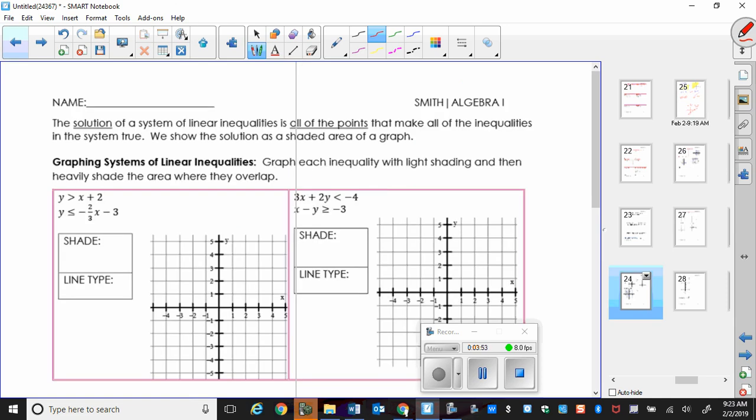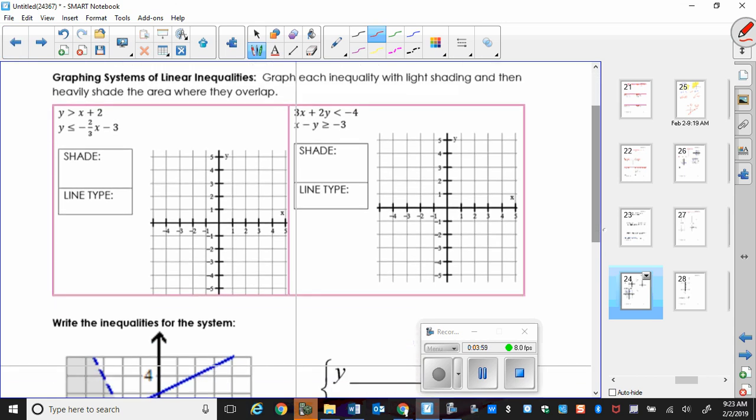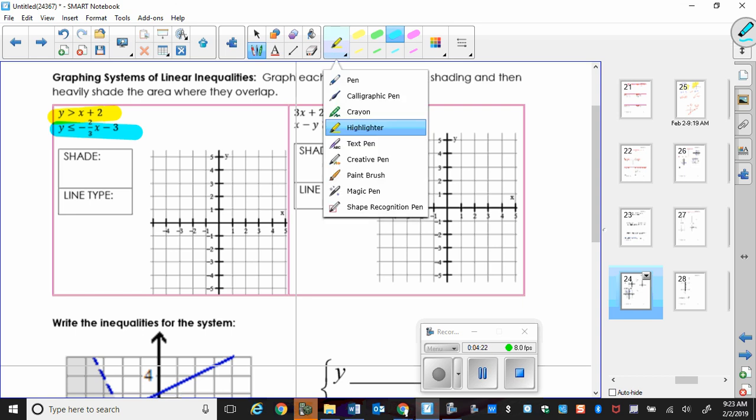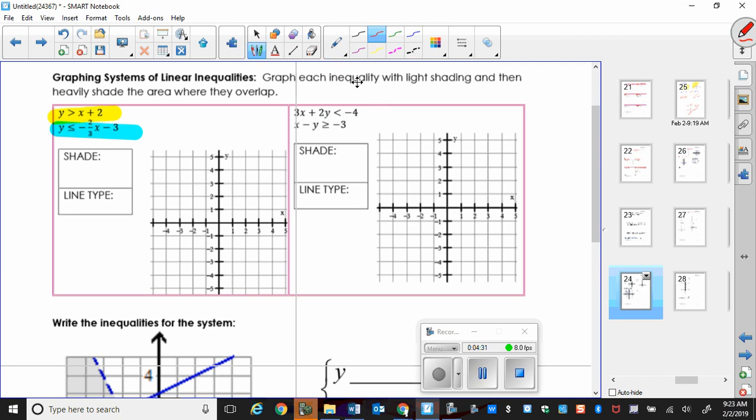But anyways, we're going to graph systems of linear inequalities. So we graph each inequality with light shading, and then heavily shade the area where they overlap. So we're going to use two different colors for shading. The first line I'm going to attack is y is greater than x plus 2. And the second line is going to be y is less than or equal to -2/3 x minus 3. And you'll see the solutions here are going to be green. You'll see it when you see the overlap. So let's approach these very differently.